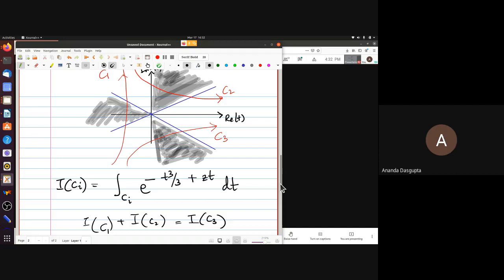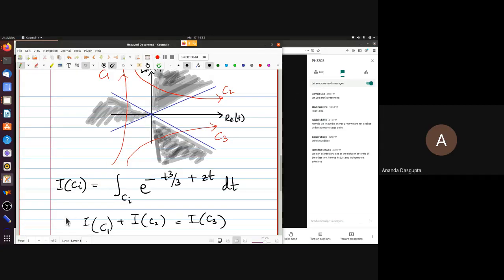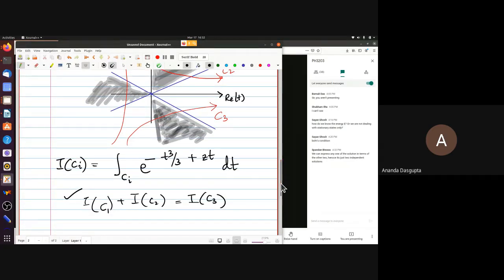We can express any one of the solutions in terms of the other two, hence that's true, but that's my claim. That was not the point. This statement really is saying that we can express any one in terms of the other two. That means the three are not independent. So it's just two independent solutions. Say IC1 and IC2 are two independent solutions. IC3 is not. I agree.